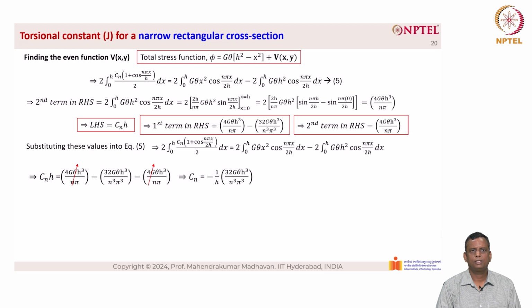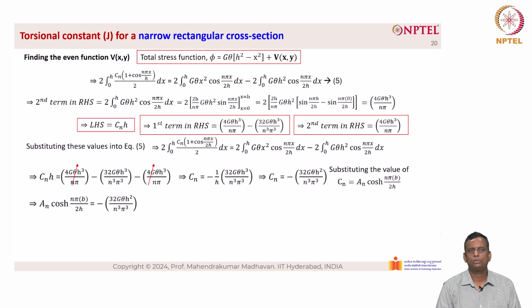So Cn into cosh(n pi b by 2h) equal to minus 32 G theta h cube by n cube pi cube. So Cn becomes minus 32 G theta h square by n cube pi cube. The h gets cancelled. So substituting the value of Cn equal to An into cosh(n pi b by 2h), we have An into cosh(n pi b by 2h) is equal to minus 32 G theta h square by n cube pi cube. So this becomes An equal to minus 32 G theta h square divided by n cube pi cube cosh(n pi b by 2h).